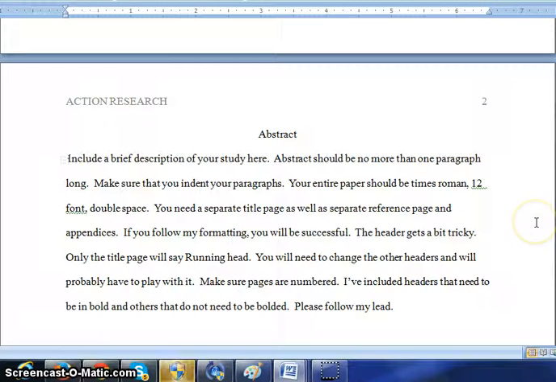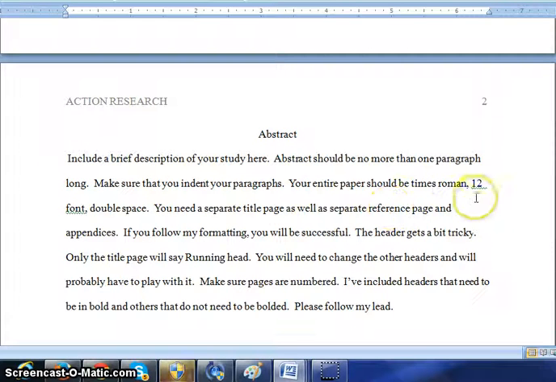Although this is not included in your rubric for the action research proposal, I do like you to include an abstract because I think it keeps you on track and keeps you organized. This is just a place where you'll give a brief description of your study. It shouldn't be more than one paragraph long. It says make sure that you indent your paragraphs. Indent all paragraphs except for this one.